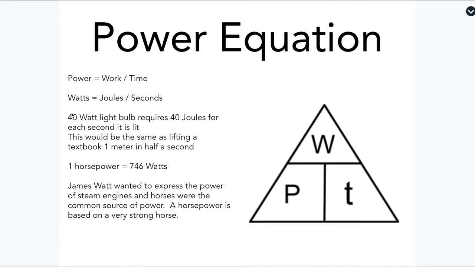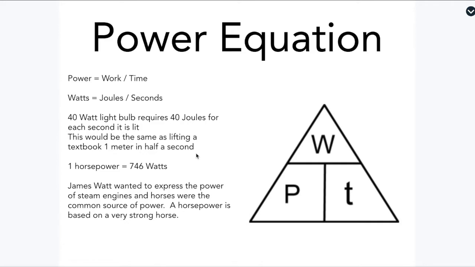So let's use, for an example, a 40-watt light bulb. Okay, so this is just like your standard light bulb that you'd find in a table lamp. A 40-watt light bulb requires 40 joules for each second that it is lit. So that is actually going to be electric power, which is very much the same, in a sense, as physical power. This would actually be the same amount of power as lifting a textbook 1 meter in half a second, okay? So the power that you exert lifting a textbook 1 meter up in half a second, that amount of power would actually light a 40-watt light bulb for 1 second. And so it just is, your power is in a different form. But that kind of gives you an idea of what we're dealing with here.